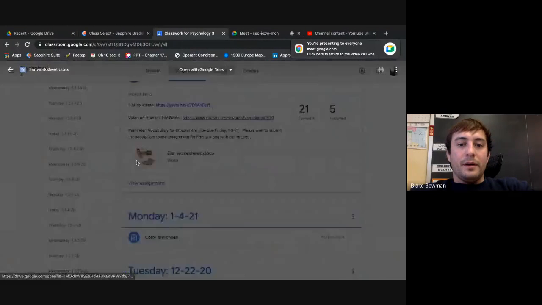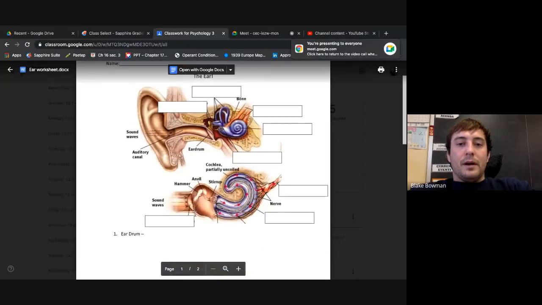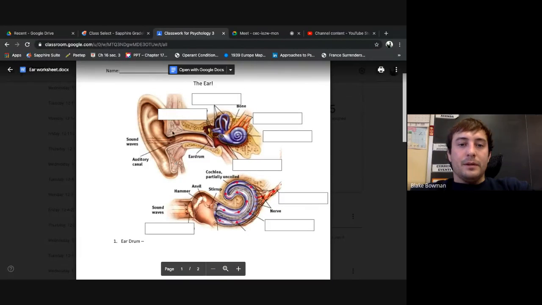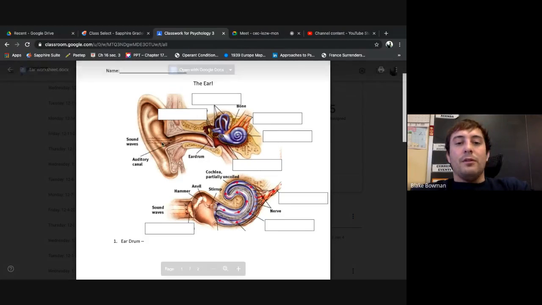Okay, there it is. Your worksheet. Again, I guess I should have brought this up when I was going over it. I apologize. So we have the sound waves coming in, right? And then that's going to interact with the three bones of the middle ear. Okay, we have the hammer, the anvil, and the stirrup, which is connected to the cochlea.